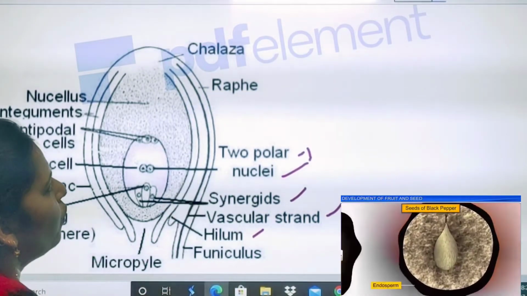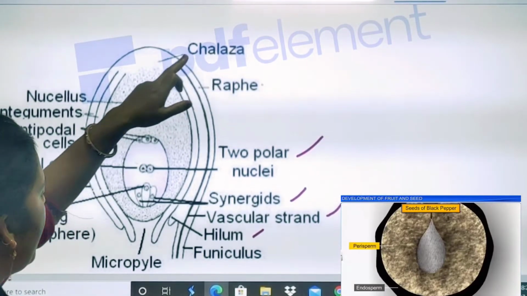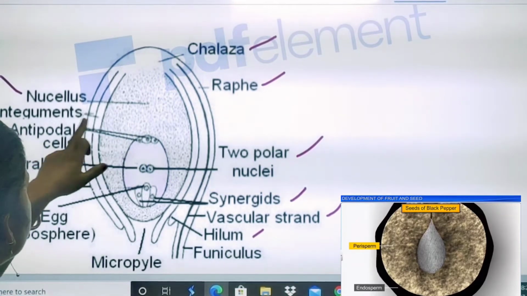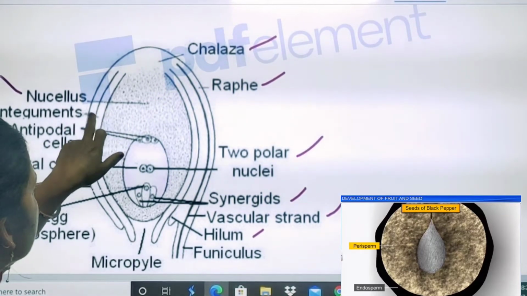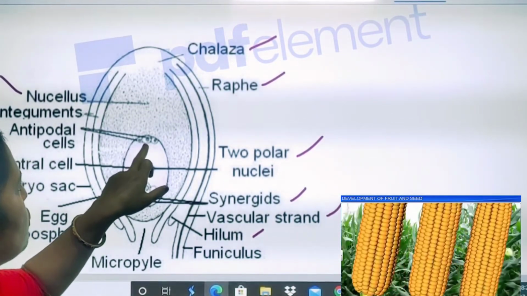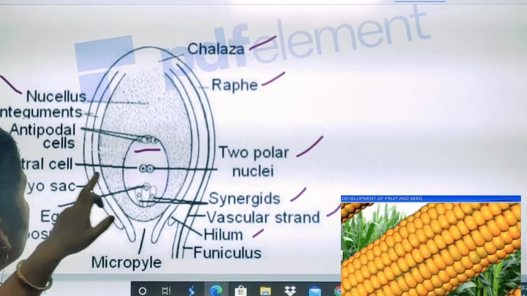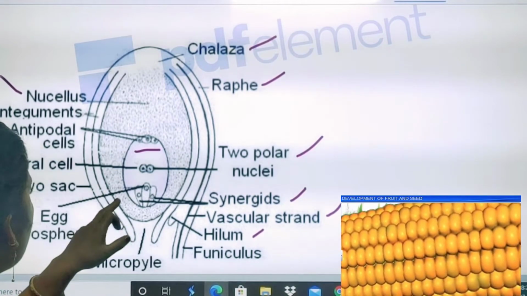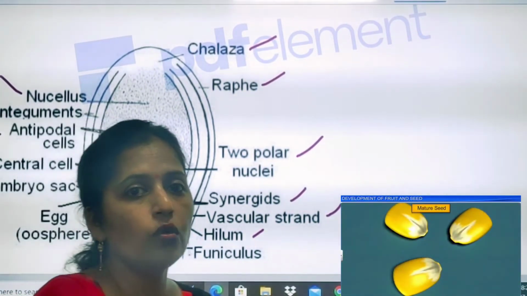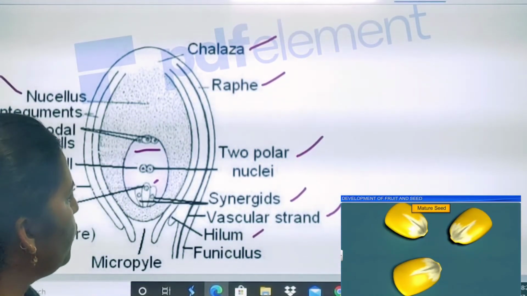The outermost layer of the ovule is the raphe, and innermost that is the chalaza, and this is the nucellus, and these are the integuments outside the cell. These are the integuments, and these are the antipodal cells, 1, 2, 3. These are the antipodal cells, 3 in number. Next is the central cell, and this is the embryo sac, and this is the egg, that is the oospore. So this is the diagrammatic representation of the anatropous ovule.